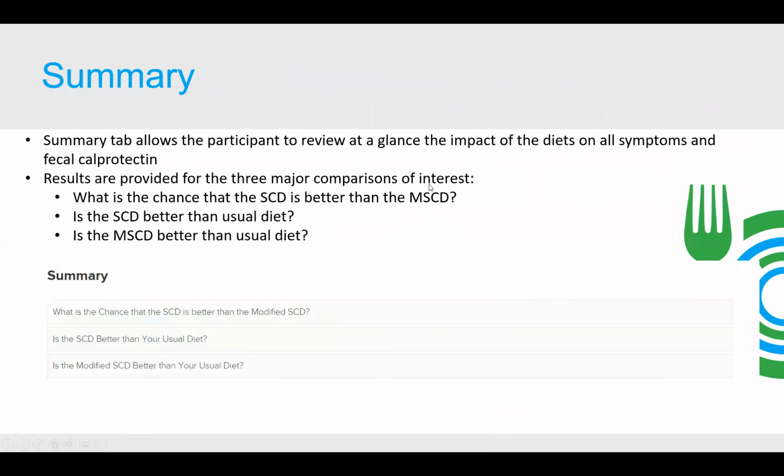And then finally, there's the summary tab. The summary tab allows the participant to review at a glance the impact of the diets on all the symptoms and on fecal calprotectin in one screenshot. Again, results are provided for the 3 major comparisons of interest. The first being, what's the chance the SCD is better than the MSCD? The second is the SCD better than my usual diet? And the third is the MSCD better than my usual diet? And you click on each of those headings on the summary tab to get to the results for those questions of interest.